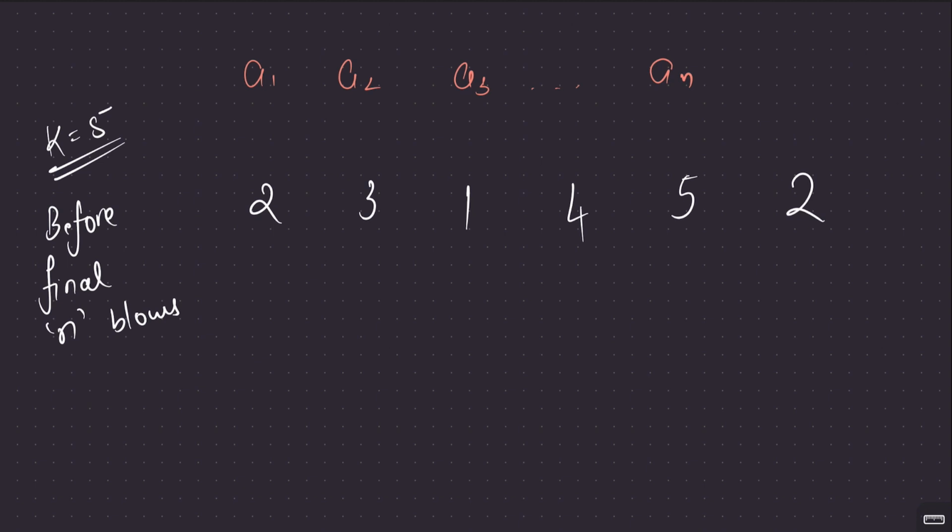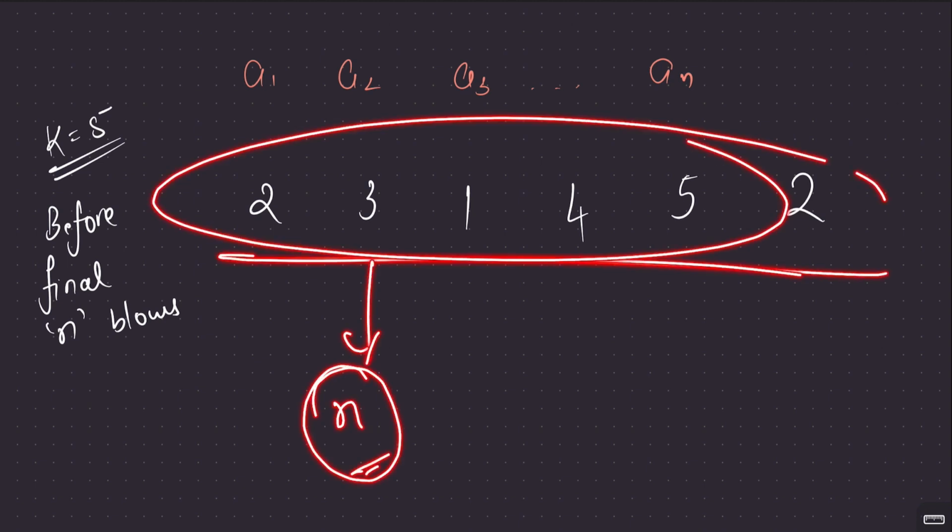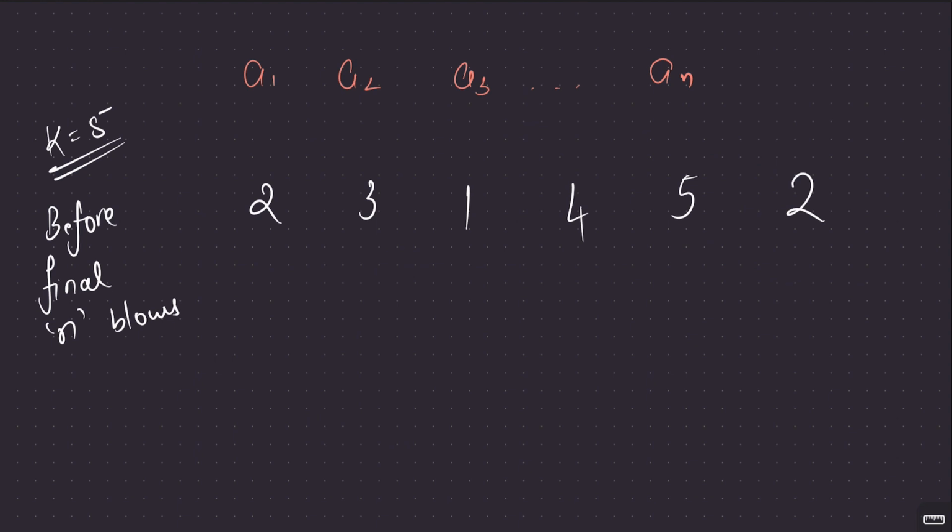Because until at least one of them had a health greater than k, you could not kill a monster. But after this configuration, after n blows, all the monsters will die, right? So how do you think this configuration came? How do you come up with 2, 3, 1, 4, 5? I just told you the final configuration will look something like this. All of this health will of course be less than or equal to k. This you agree with me? From the third observation, all of the health will be less than or equal to k.